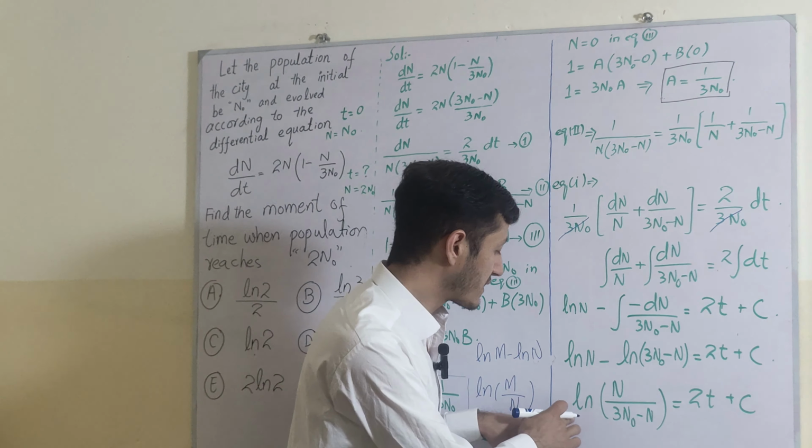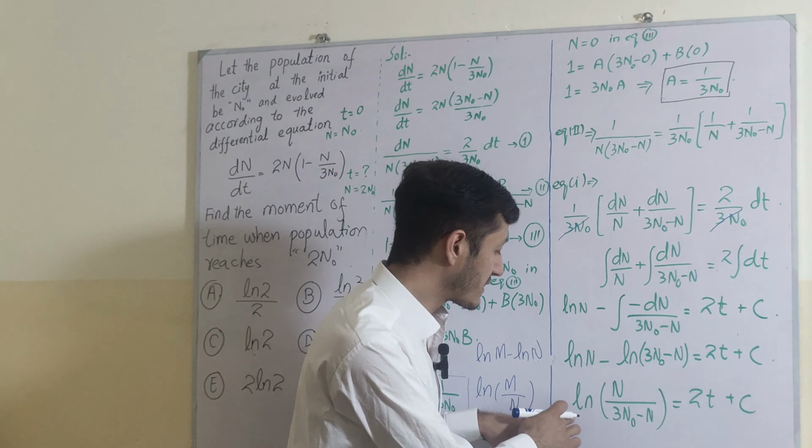Okay, now we have found the general solution of the differential equation. Now we have to place the initial condition in the general solution to find the particular solution. So by placing the initial condition, for t equal to 0 the population is n naught. So this was the initial condition. For t is 0 the population is n naught.